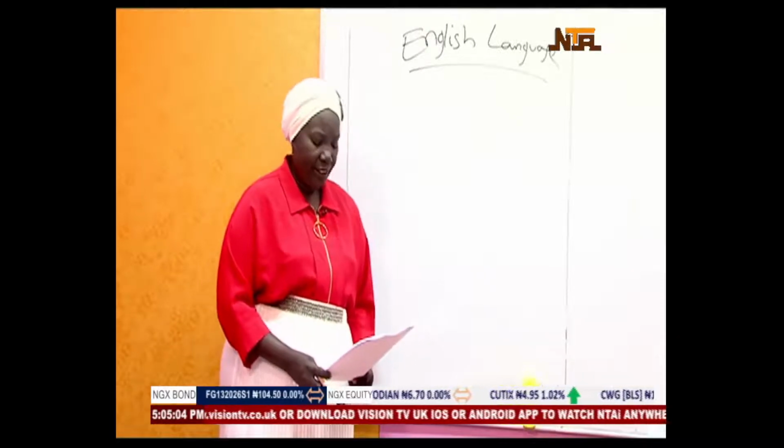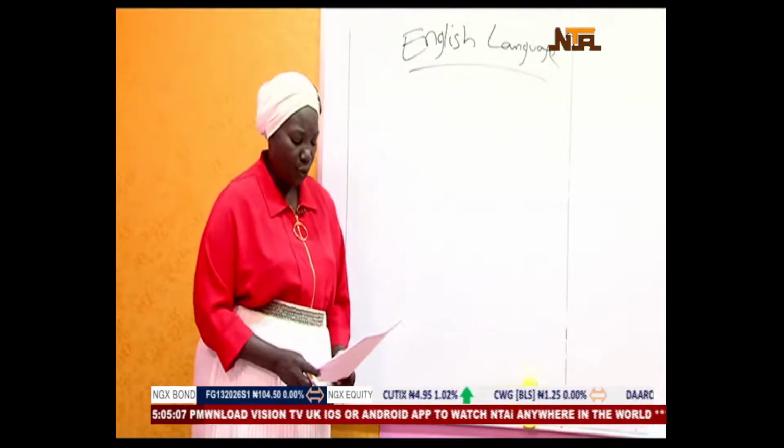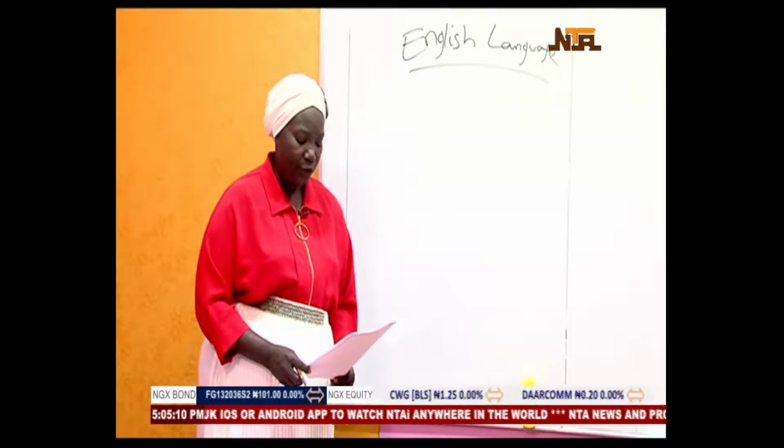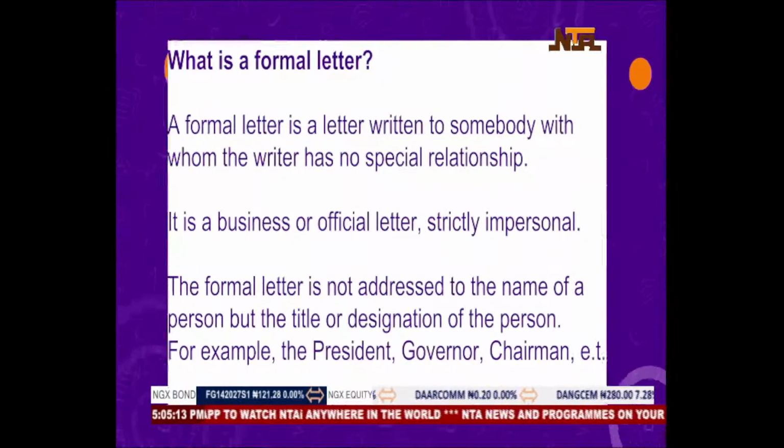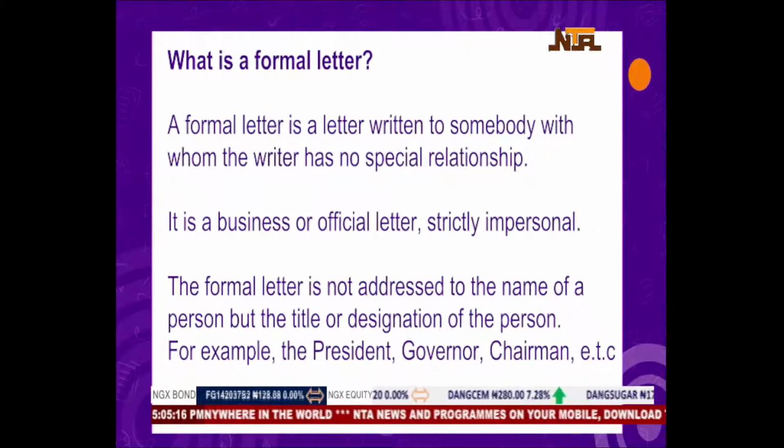Having identified the type of essay, the next thing to do is how to appropriately apply the features. What is a formal letter? A formal letter is a letter written to somebody with whom the writer has no special relationship. It is a business or an official letter, strictly impersonal. The formal letter is not addressed to the name of the person, but the title or designation of the person. For example, the president, the governor, chairman, the principal, and so on and so forth.